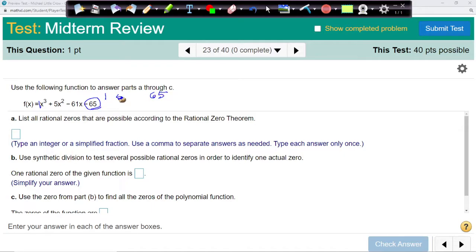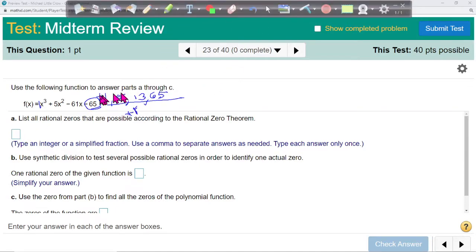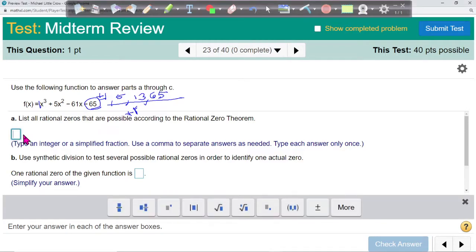5 and 13, because 5 times 13 is 65. And again, each of these is a plus or minus, and they're divided by the factors of the leading coefficient, which are plus or minus 1. And so we can list all of these as 1, 5, 13, and 65, and each a positive and a negative.